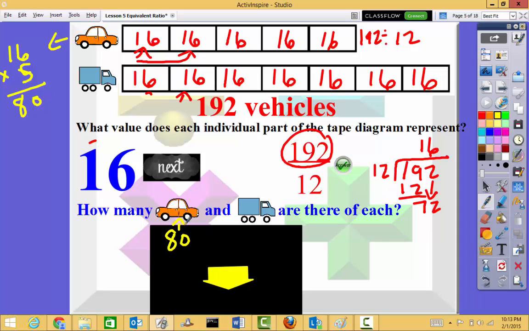cars. And my trucks, there's 1, 2, 3, 4, 5, 6, 7. So I'm doing 16 times 7, and that's going to give me 112. So my final answer is there are 80 cars and 112 trucks.